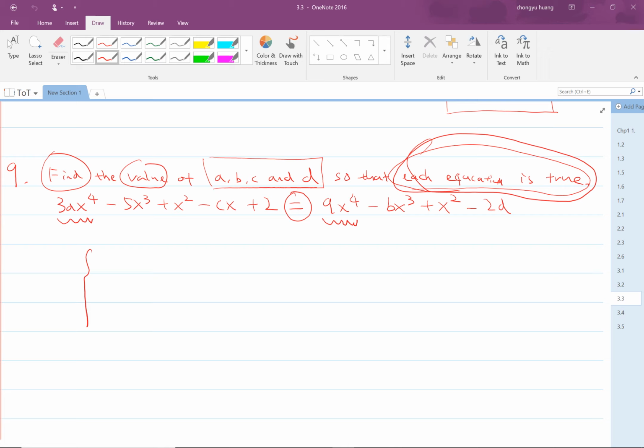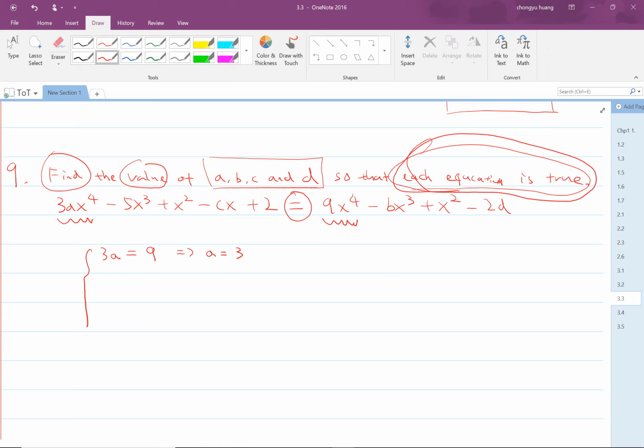So you want to make the coefficients of x to the power 4 equal. On the left hand side we have 3a, and on the right hand side we have 9. So 3a equals 9, and right away you should know a should be 3. So now we have found the value of a.